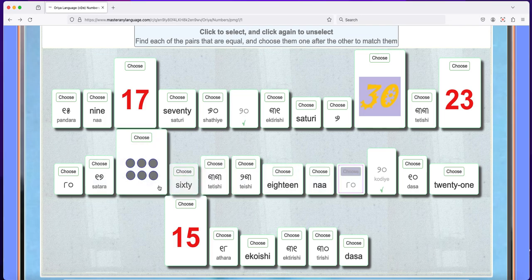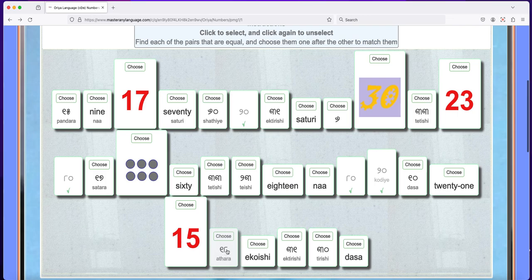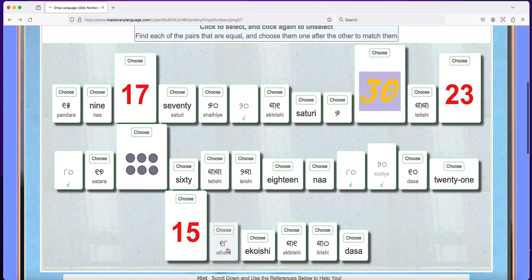Hold on. Okay, I see this matches. Atara. We read that before. Was that 18? Or 8? Atara. Atta was 8. Let me see. Atara's. That's 18. Wow.